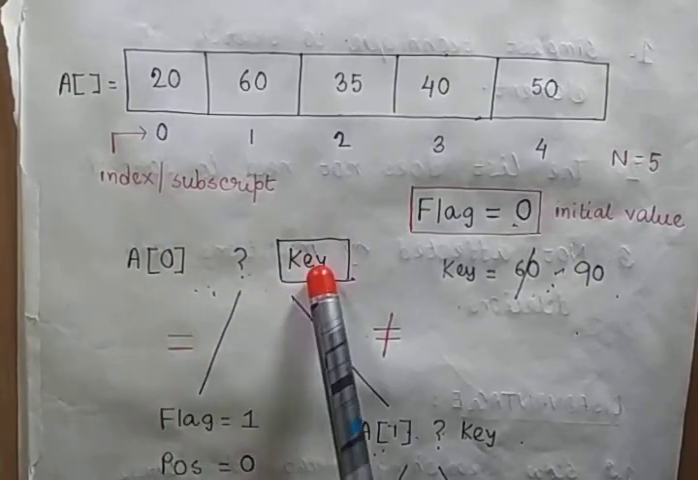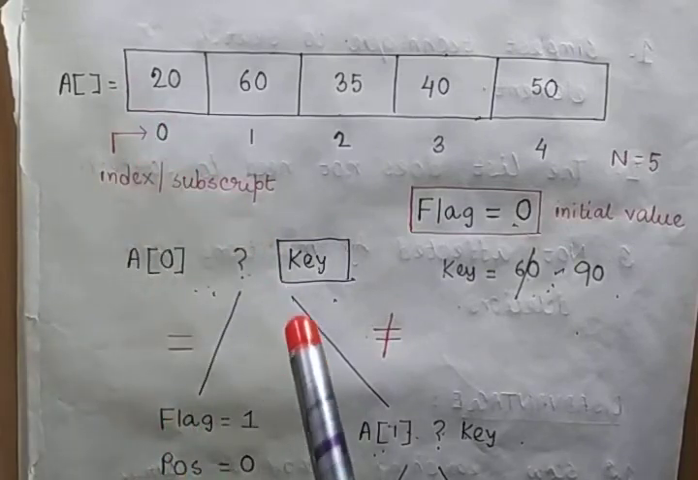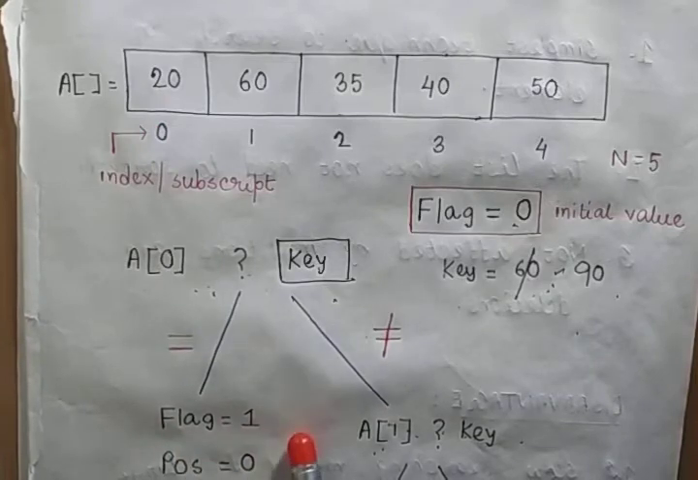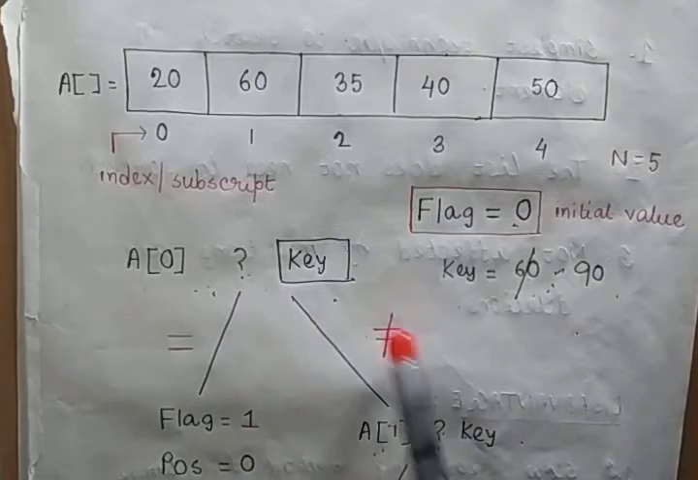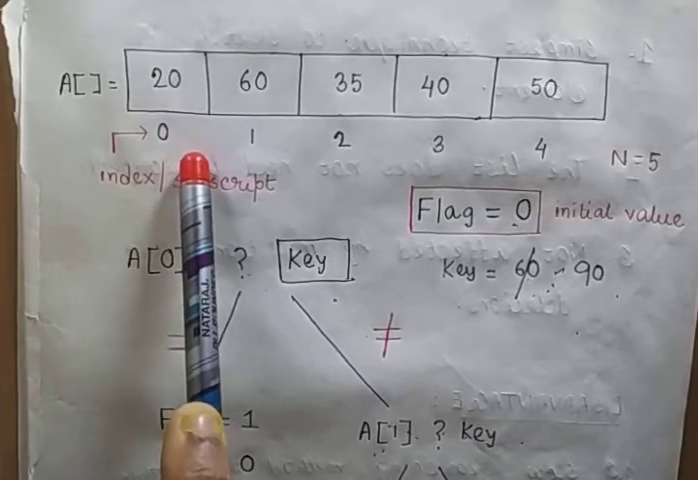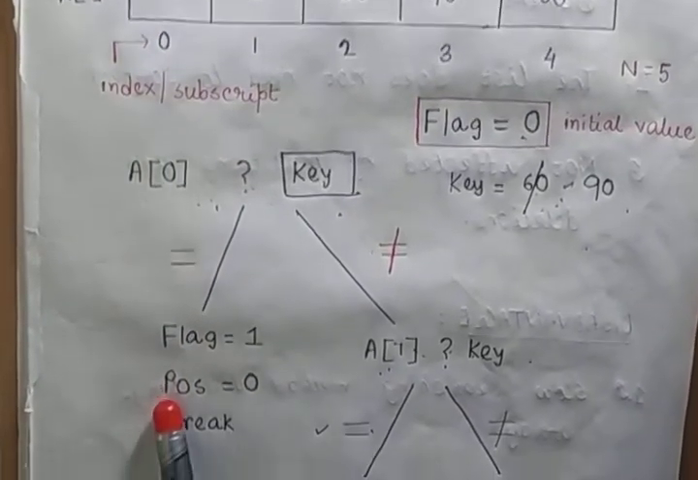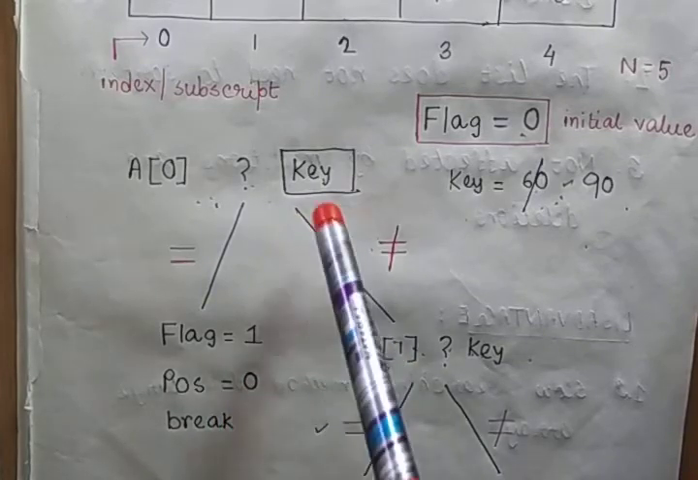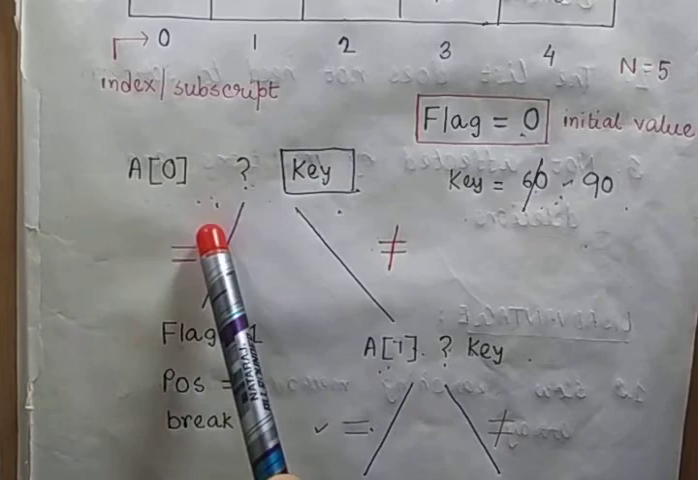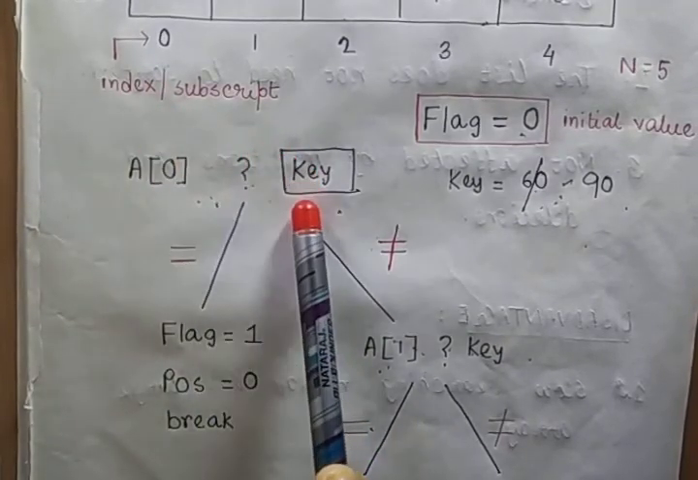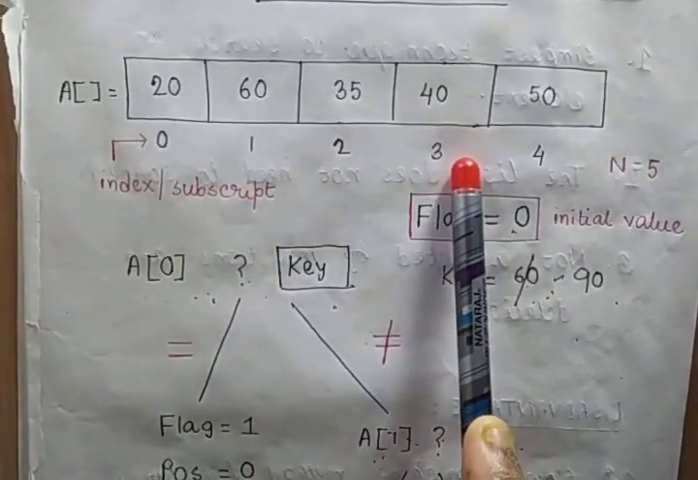As the key element is matched with the first position, I have already told you have to set the flag value to 1. Now where the element is found, what is the index of this position? The index position is 0. So POS indicates the index, and POS value is 0. As you already know the key element is present in the list at the very first position of the array, you don't need to compare the key element with the rest of the elements.